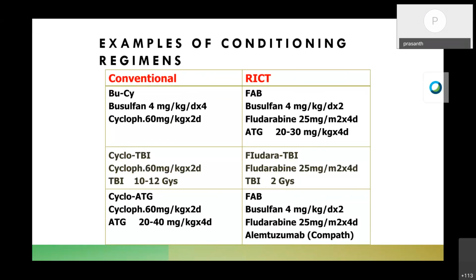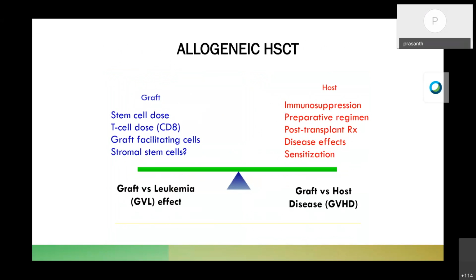Why that is done is because even when you ablate recipient marrow, the immune cells may not be completely ablated, and it could actually reject the stem cells which are infused. To prevent that, you also have to administer some form of immunosuppression along with the conditioning regimen so that the stem cells that we are infusing into the recipient are not rejected outright by the recipient.